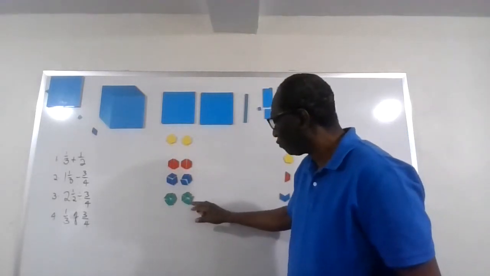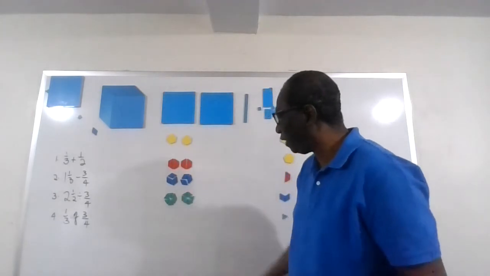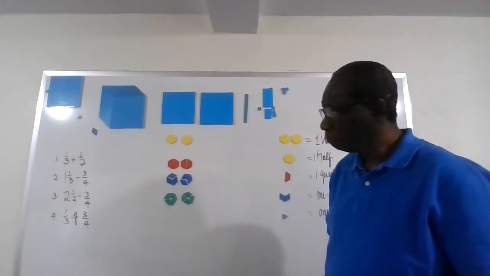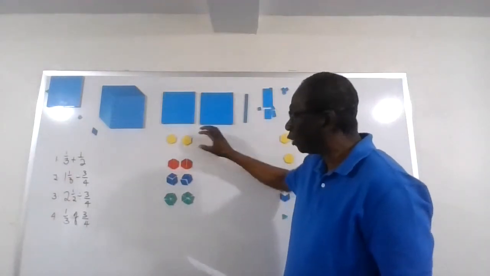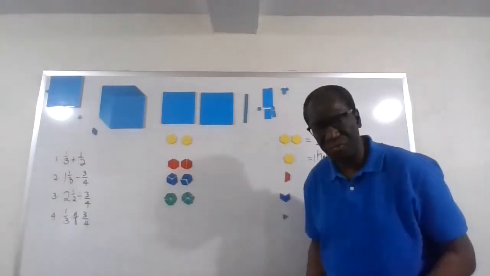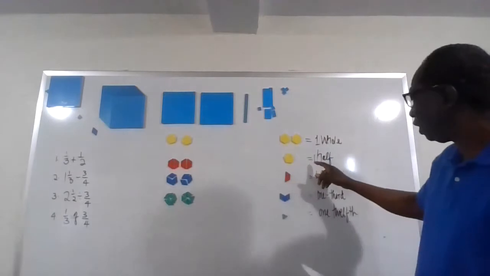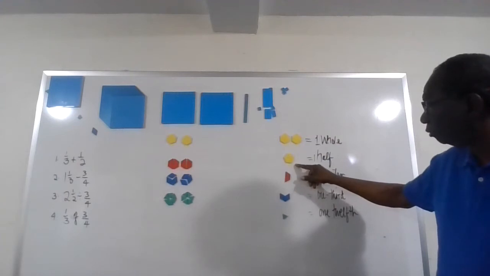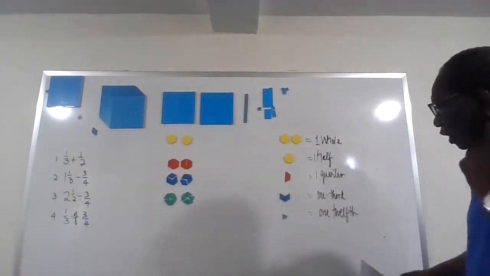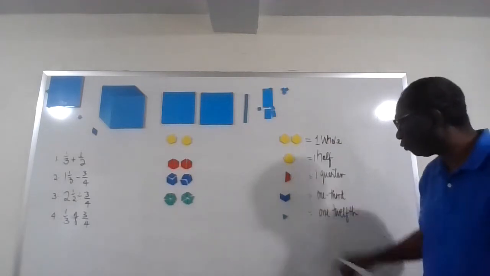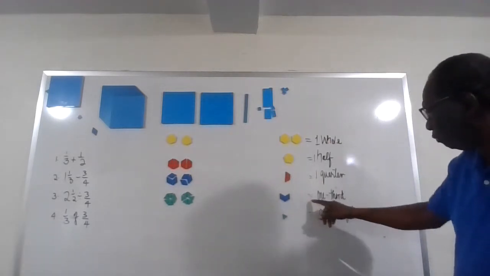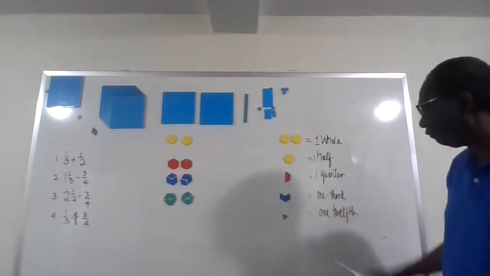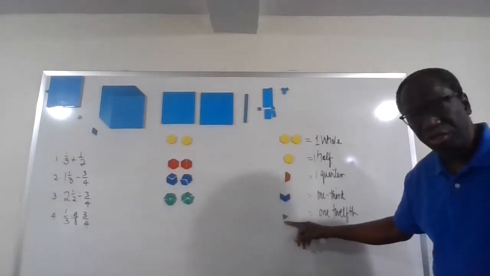Then here you have green triangles. You have 6 of them, 6 here and 6 there, 12 of them representing the whole. So based on the fact that we're going to use 2 yellow hexagons to represent the whole, then we can say 1/2 would be 1 yellow hexagon. We can say that 1/4 will be 1 red trapezoid. 1/3 will be 2 blue rhombi, and 1/12 would be 1 green triangle.